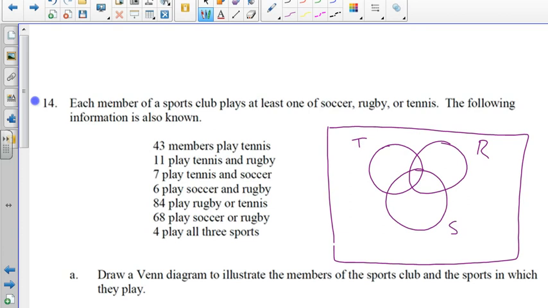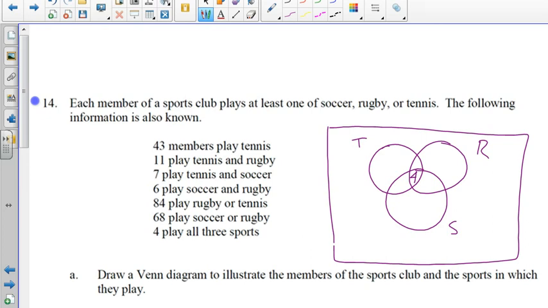Okay, what number do I put in first? 4. Where do I put 4? In the center. What's that called? Don't know yet, but you'll find out. What number do I put in next? Soccer and rugby. And then subtract 4.